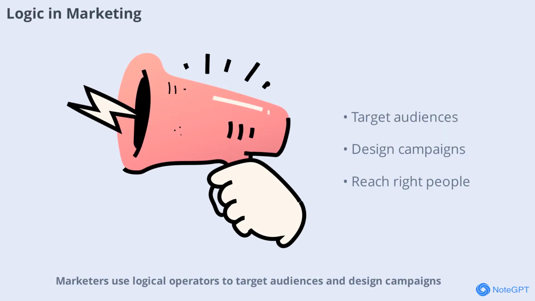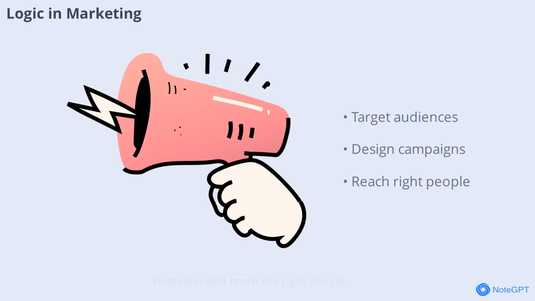Marketers use logical operators to target audiences and design campaigns. For example, an ad might be shown if a user is in a certain location and interested in a product. Logical operators help create effective marketing strategies and reach the right people.